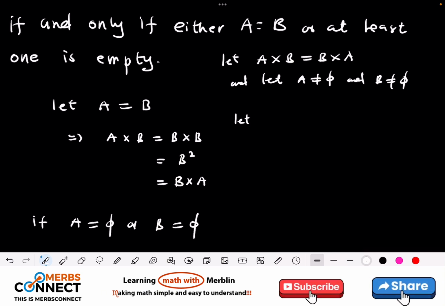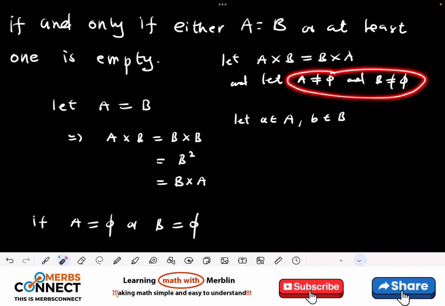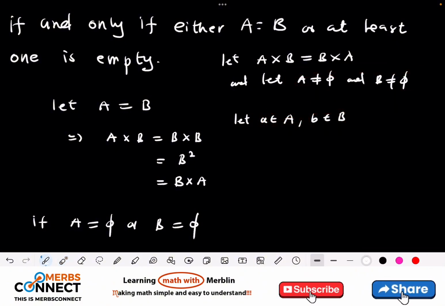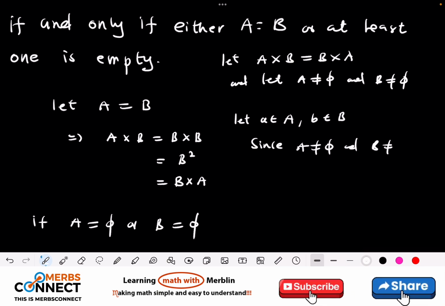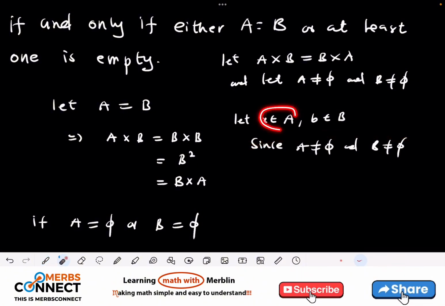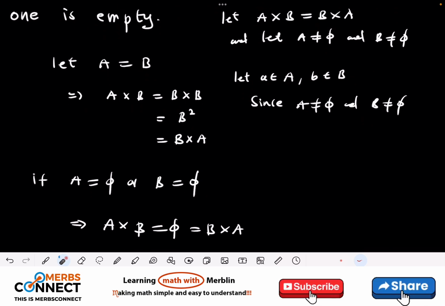So we are going to let small a be equal to big A and small b be equal to big B, right? Since we are assuming that they are not empty, it means that we have a value in A, and we have a value in this. So I can write something like: since A is not empty and B is also not empty, based on the assumption that we make, then we have a value in A, we have a value in what? B, right? So now what can we do?